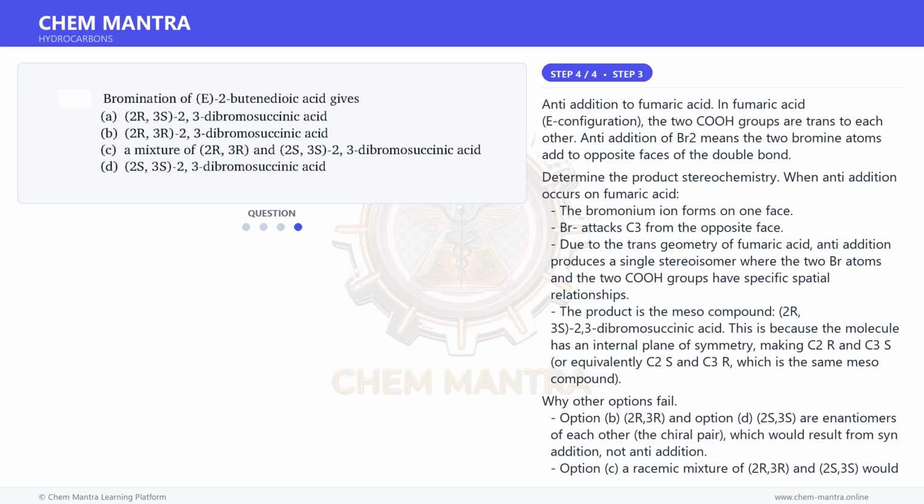Why do other options fail? Option B, 2R,3R, and option D, 2S,3S, are enantiomers of each other, the chiral pair, which would result from syn addition, not anti-addition. Option C, a racemic mixture of 2R,3R and 2S,3S, would also result from syn addition to fumaric acid, not anti-addition. Anti-addition to fumaric acid specifically gives the meso compound 2R,3S, confirming option A.